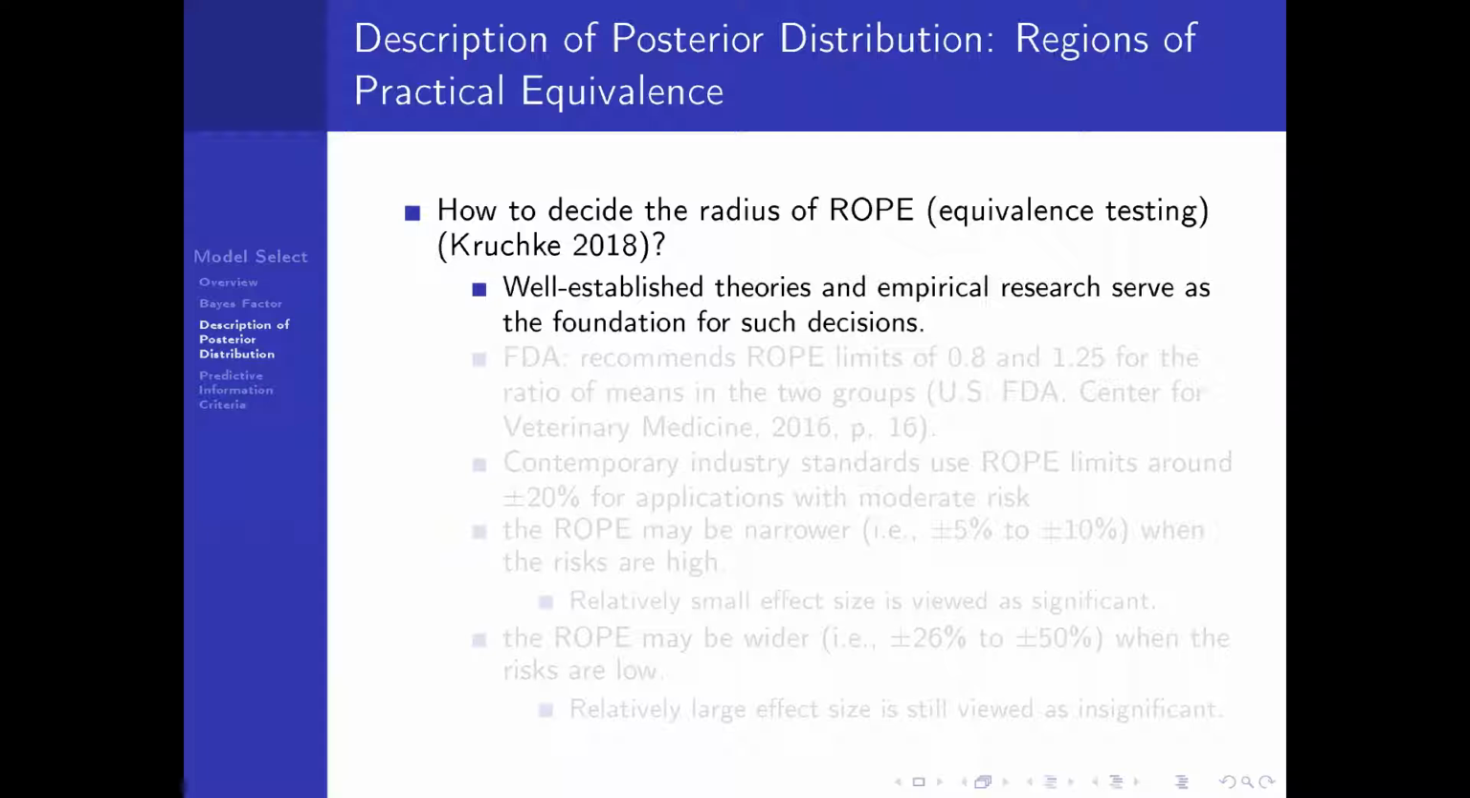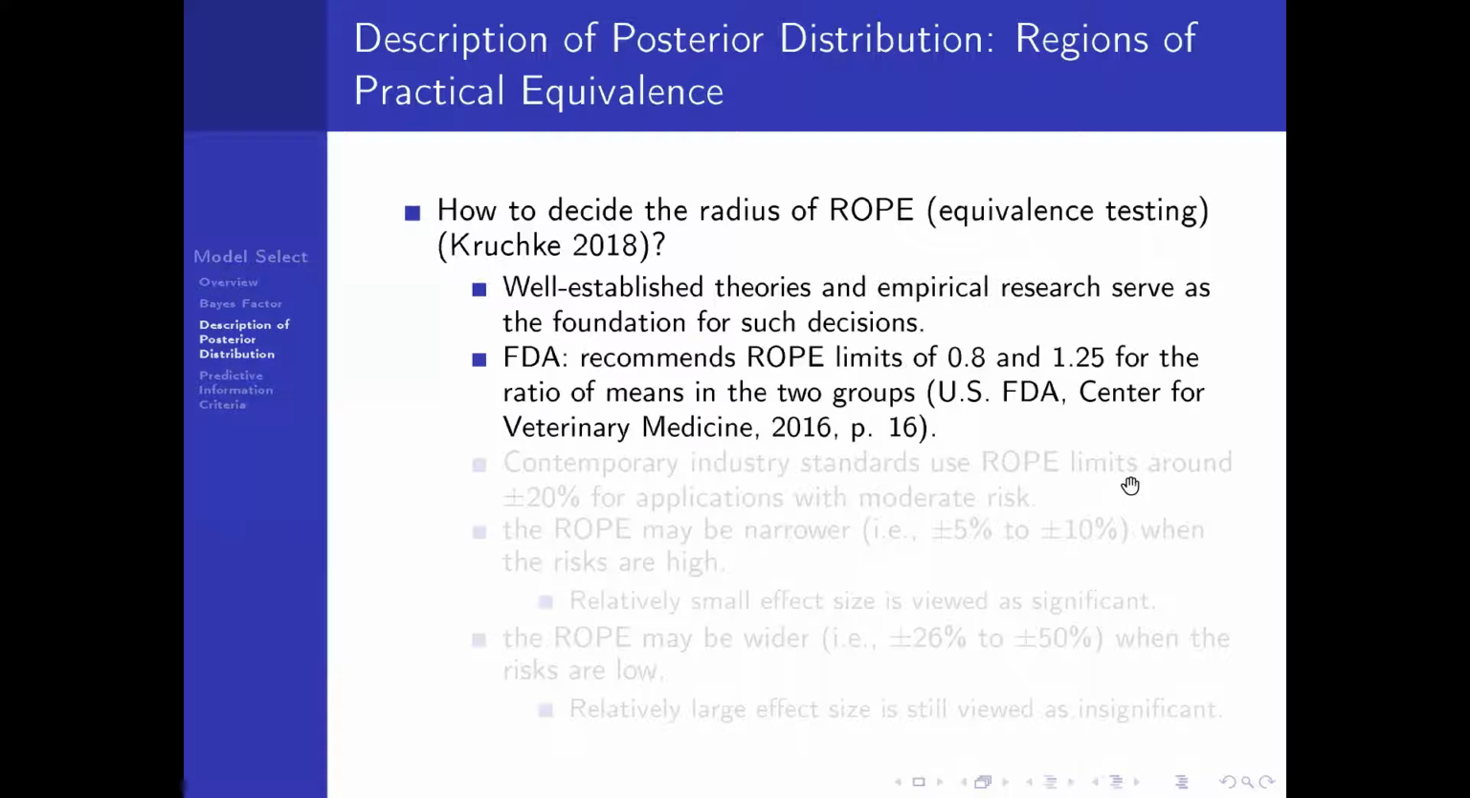So if there's some theory or well-established findings that indicate there is a certain range, okay, within which values are equivalent to the value set up in the null, then we can use that range. So first is to turn to well-established theories and empirical research.